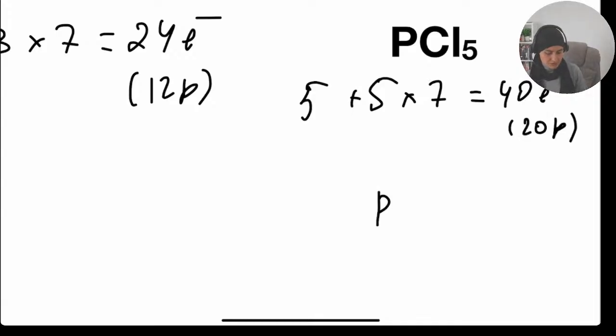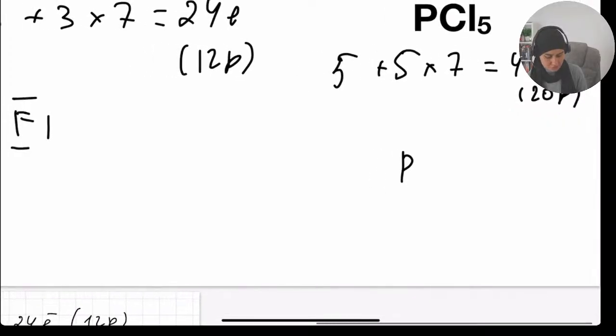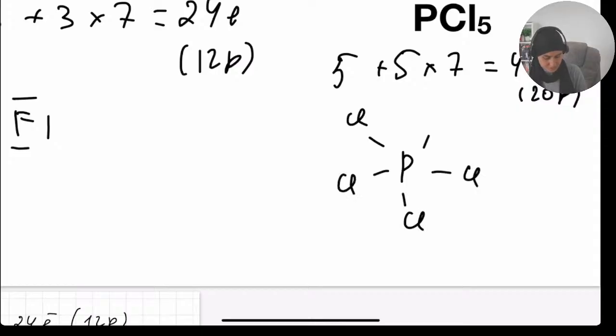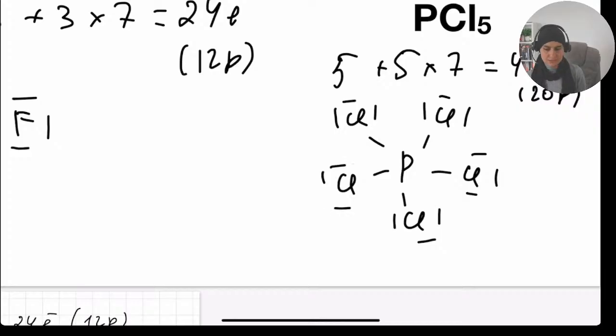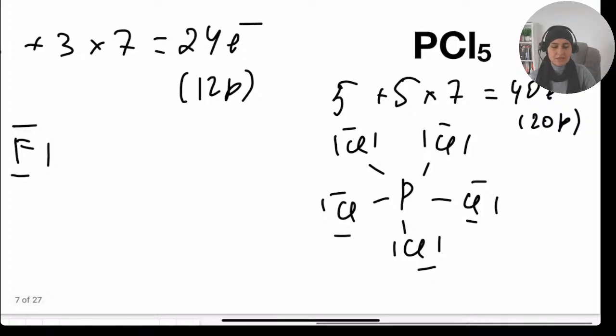I put phosphorus in the middle. That's the central atom connected to 5 chlorines. Then I put octets on the chlorines. Then I count how many electron pairs out of 20 I have used up: 1, 2, 3, 4, 5, 6, 7, 8, 9, 10, 11, 12, 13, 14, 15, 16, 17, 18, 19, 20. There is a faster way to do it. But the point is, I have used up 20 out of 20. What does it mean? It means there are no lone pairs on phosphorus.